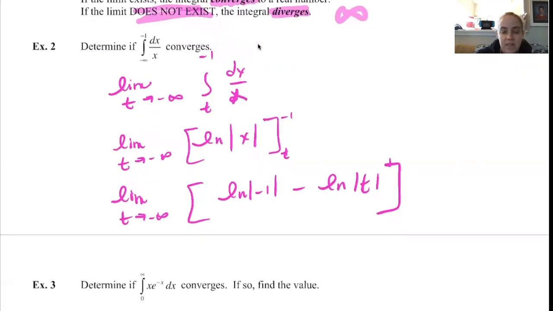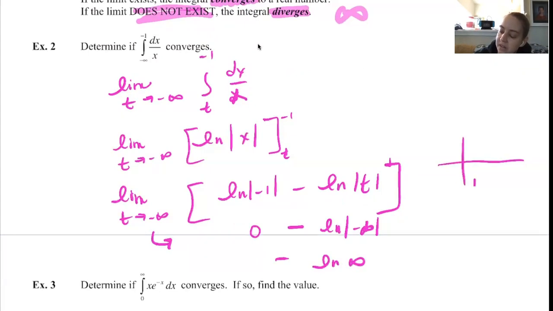So natural log of the absolute value of negative 1, that's 0 because it's the natural log of 1, which is 0, minus the natural log of infinity. So this is negative natural log of infinity. So here's our natural log curve. If x approaches infinity, what does y approach? Infinity, but very, very slowly. So this answer is actually negative infinity, but negative infinity does not exist. We say diverges.